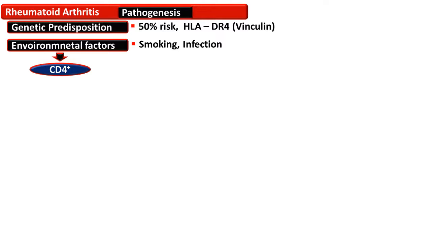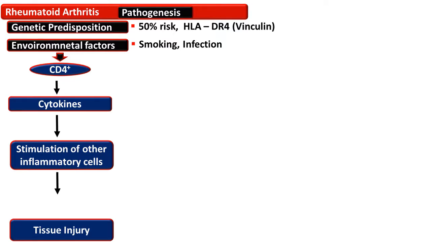50% of the risk of developing rheumatoid arthritis is linked with genetic susceptibility. Then the environmental factors are responsible for the formation of citrullinated protein, which sets off antibody production. Antigen-antibody reaction is responsible for the initiation of inflammation and cytokine release, which can subsequently recruit more cells and induce tissue damage.